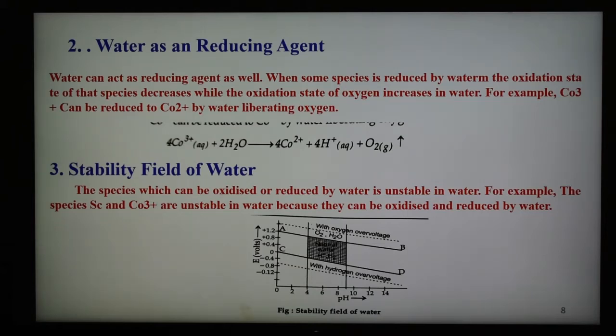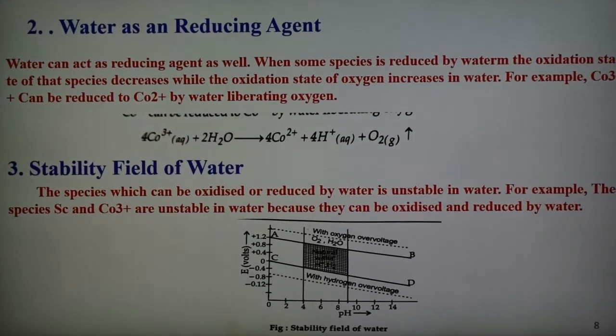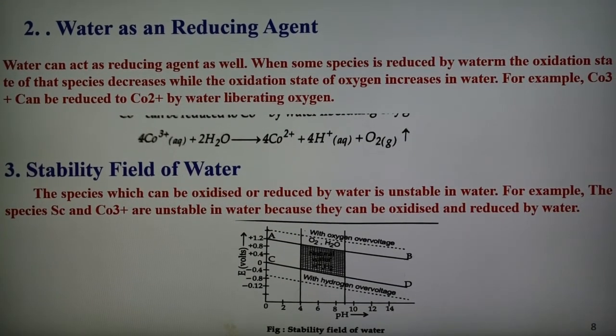Some other examples are reagents like dichromate and ceric solution, which can be used as oxidizing agents. But here water acts as a reducing agent and reduces cobalt 3+ to cobalt 2+. And the third point is that the stability of the species in water is determined by the redox potential of the species and the pH of the water.